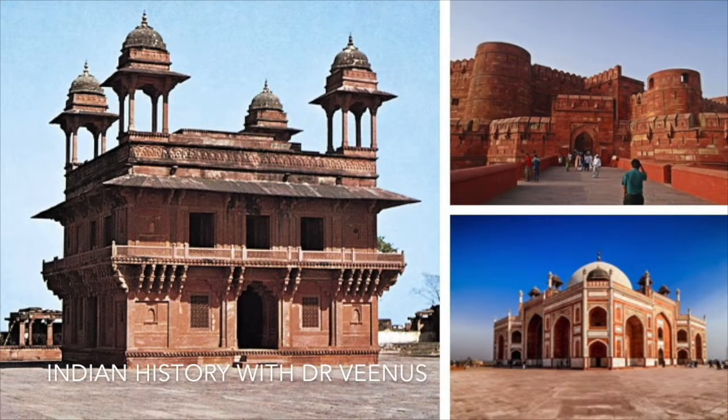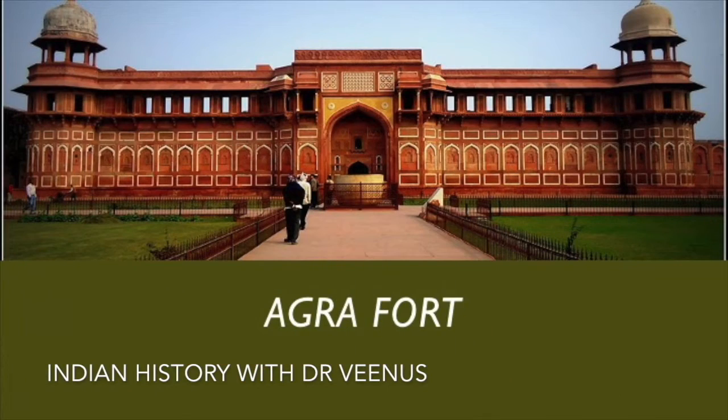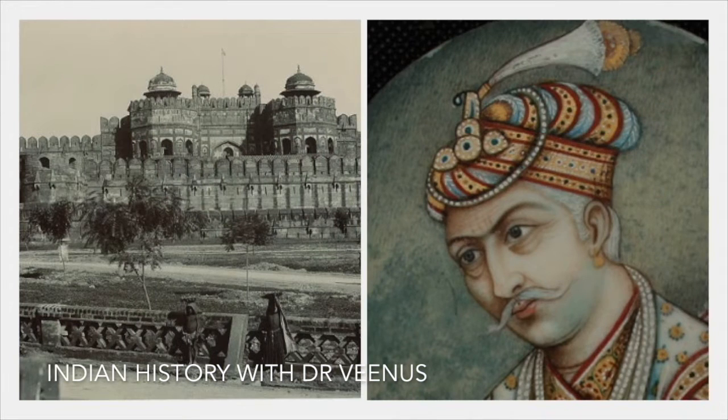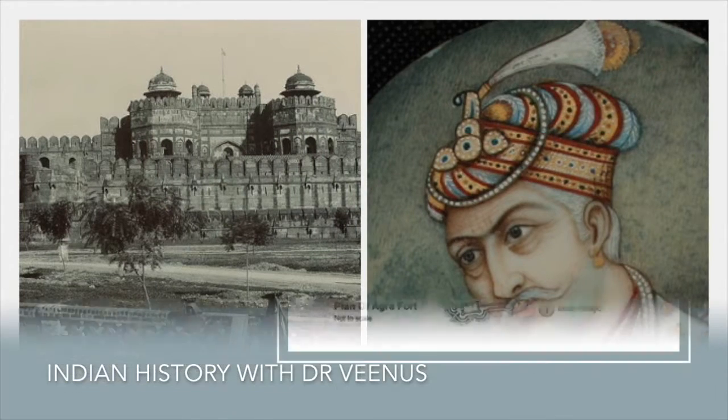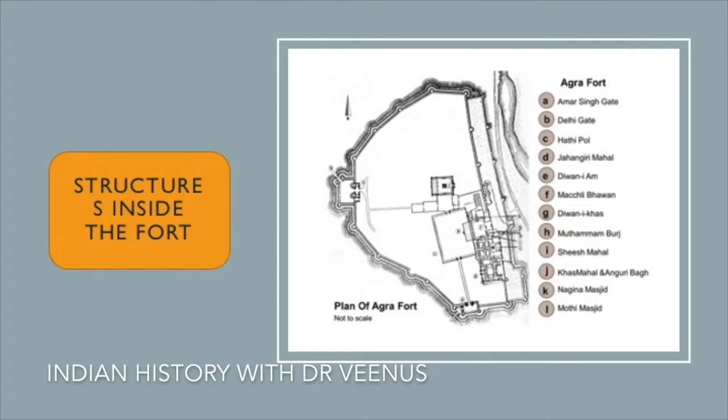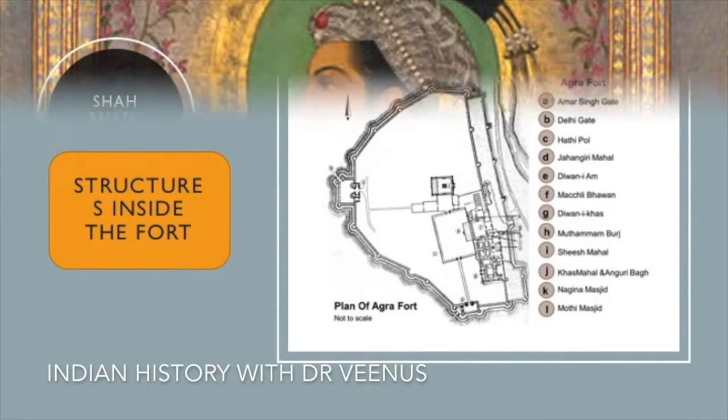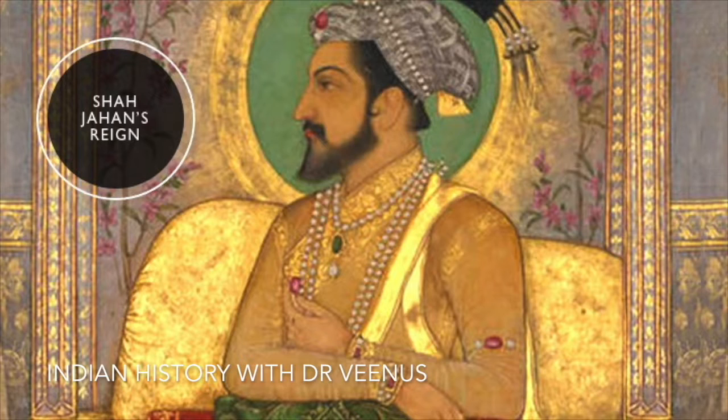Some of the prominent construction works undertaken during Akbar's reign are Agra Fort. It was one of the first constructions which started during the reign of Akbar. However, most of the structures present inside the fort were done during the reign of Shah Jahan.